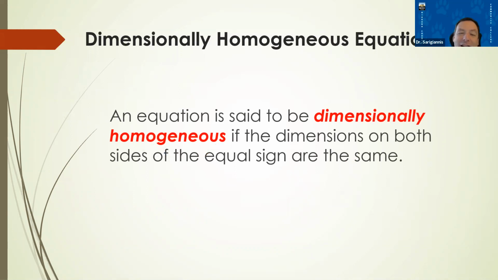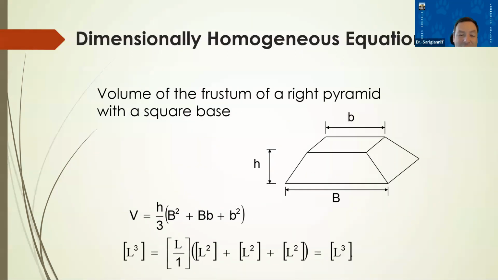Yeah, dimensionless. An equation is dimensionally homogeneous if both sides of the equal sign have the same dimensions. You want to make sure your equations are dimensionally homogeneous before you try to solve them. Here's an example of volume, right?